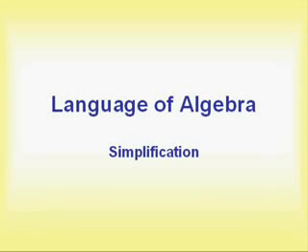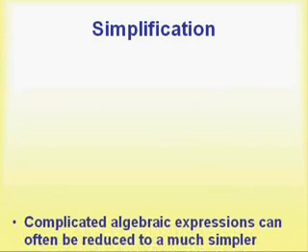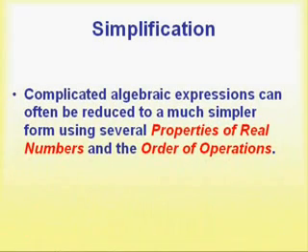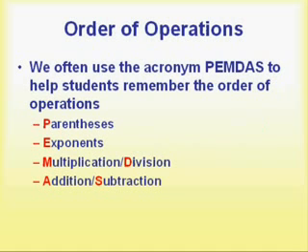Language of Algebra. Simplification. Complicated algebraic expressions can often be reduced to a much simpler form using properties of real numbers and the order of operations. We often use the acronym PEMDAS to help students remember the order of operations: parentheses, exponents, multiplication, division, addition, subtraction. This simply means we simplify complicated algebraic expressions in this order: parentheses first, exponents, then multiplication, division, then finally addition and subtraction.